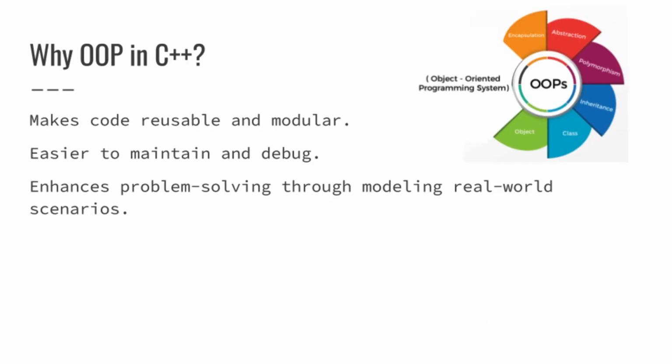Why do we use OOPs in C++? Well, it helps us make our code reusable and modular. With OOPs, we can break down complex problems into smaller manageable pieces, and when your code is easier to maintain and debug, life as a programmer becomes so much simpler.